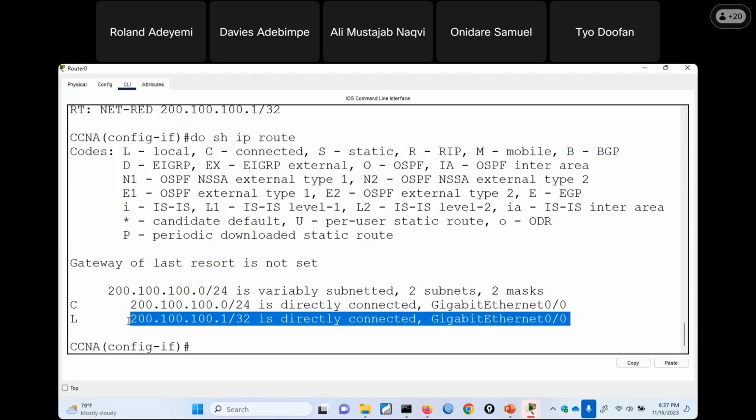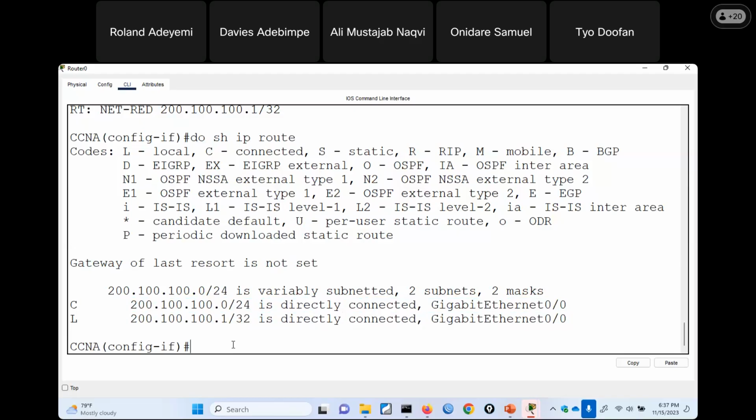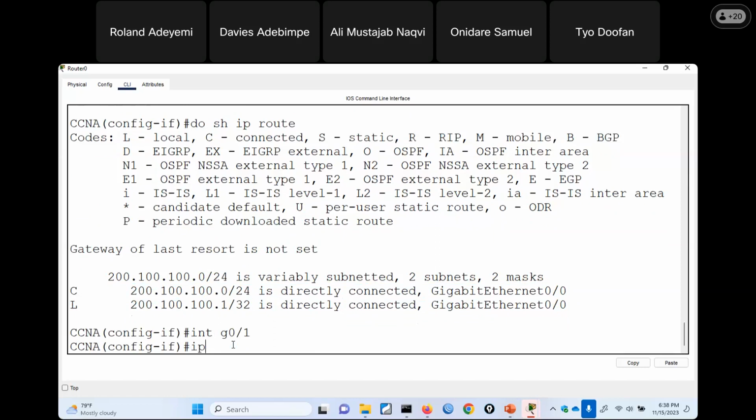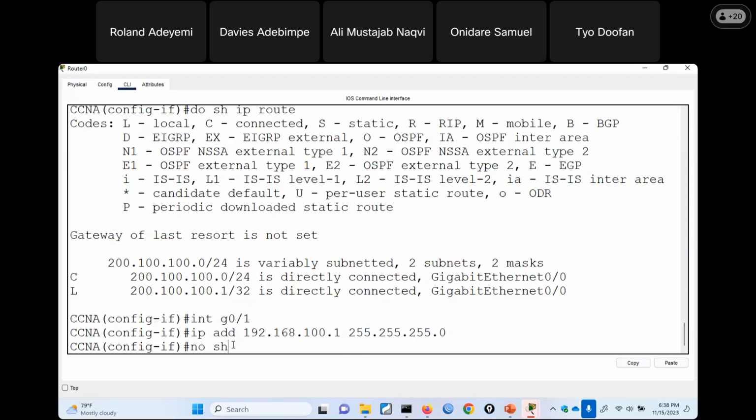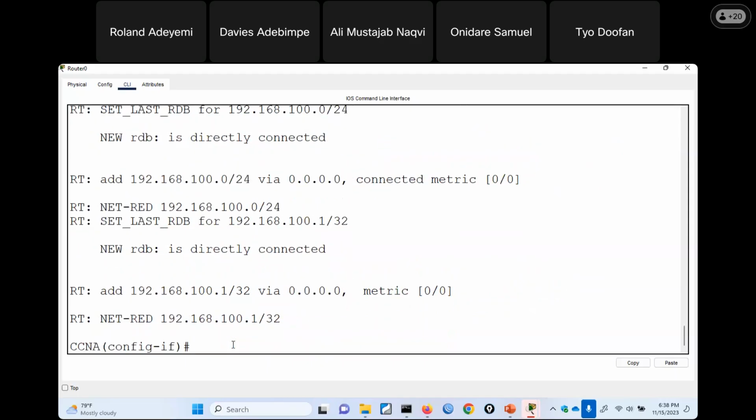We never talked about this before because we had not reached there. Now we are there, so we have to talk about it. I can go to the second interface G0/1 and say IP address 192.168.100.1, 255.255.255.0, and say no shut. The same thing will happen. So you see that those networks will now be in the routing table.